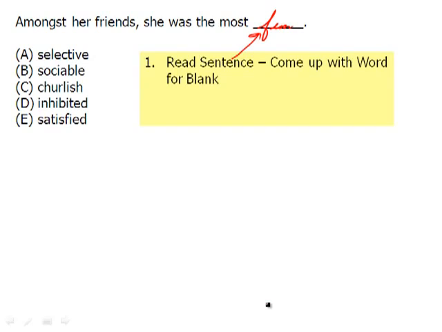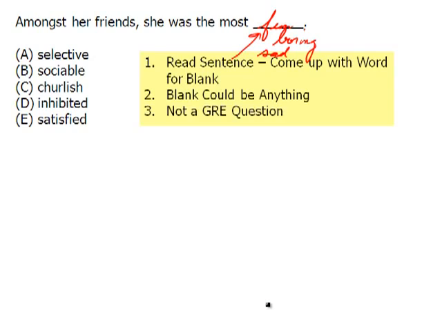Well, maybe her friends were actually the fun ones and she was the most boring. Or perhaps it has nothing to do with fun or boring. Maybe she's just really sad. Or wait a second, I could go on forever because she could be anything. That is, any word could go in the blank. And this is not a text completion. This is not a GRE question at all.